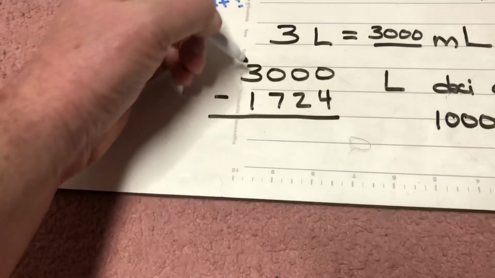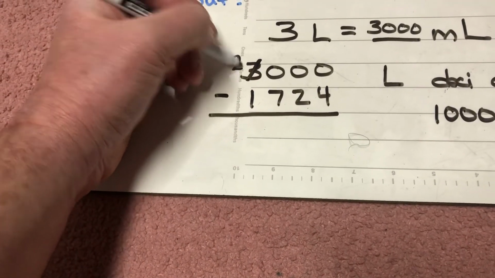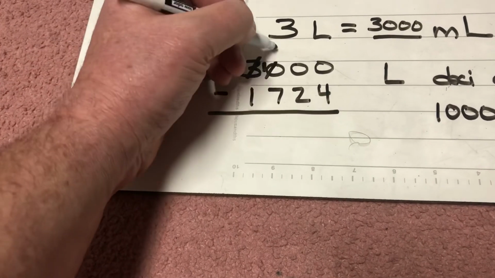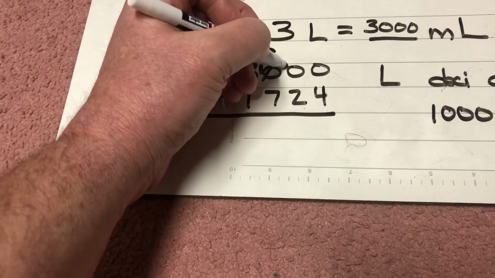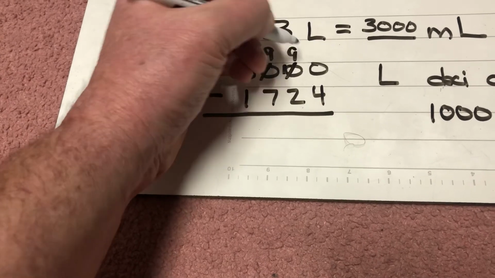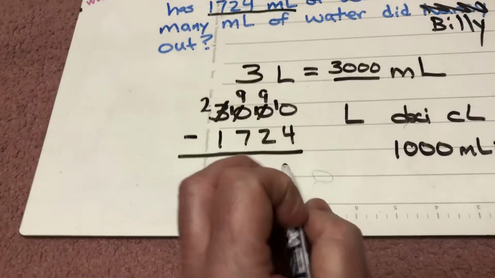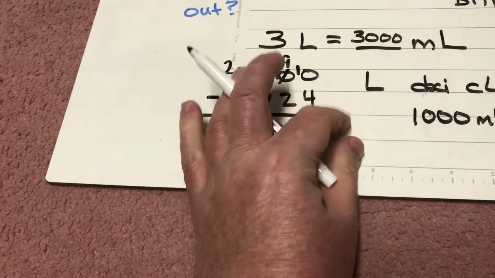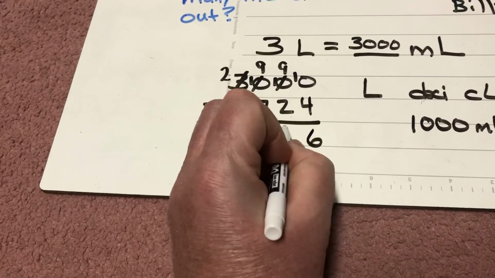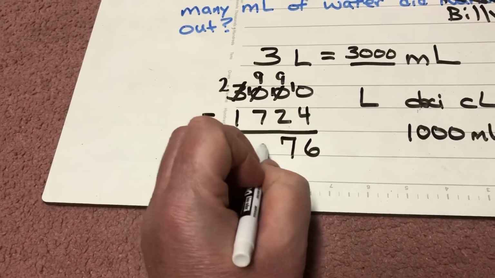Well, I've got all these zeros. So borrowing from the 3, make that a 2. Borrow from that, make it a 9, make that a 10. Borrow from that, make that a 9, make that a 10. 10 minus 4 is 6. 9 minus 2 is 7. 9 minus 7 is 2.